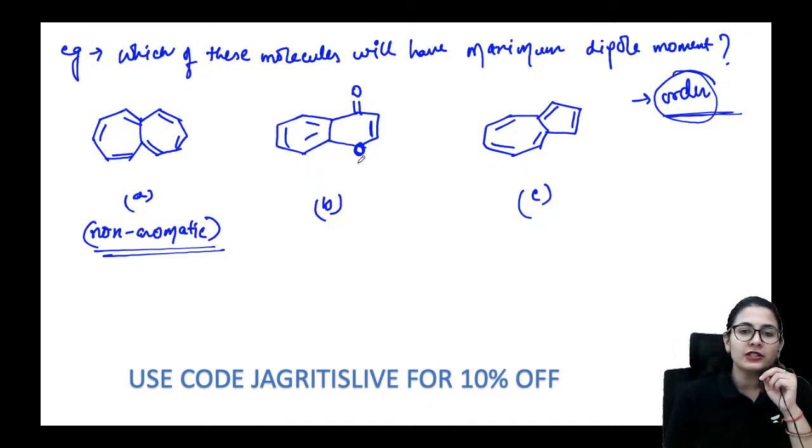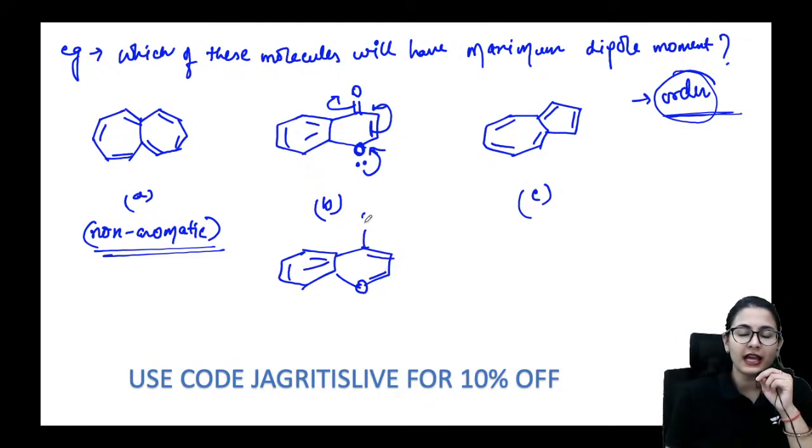Now what happens in option number B? Over here you see that you can use the lone pair of oxygen, and if you use the lone pair of oxygen, the ring will become more stable due to resonance, and it is imparted a little bit of resonance energy as well. So there is charge separation. Yes. What about option number C? This is going to be the most aromatic.